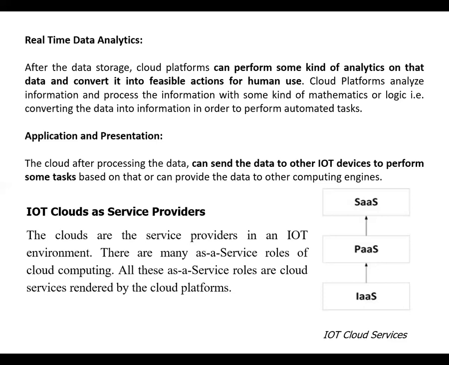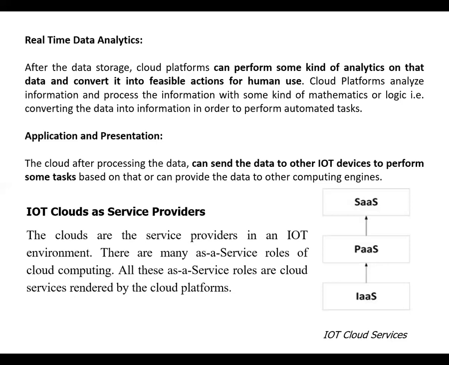And next are the services that IoT Cloud provides. On the basis of service nature, the services are classified into three: IaaS, PaaS, and SaaS. IoT Cloud as service provider: the cloud or the service provider in an IoT environment. There are many as-a-service roles of cloud computing. All these as-a-service roles are cloud services rendered by the cloud platform.